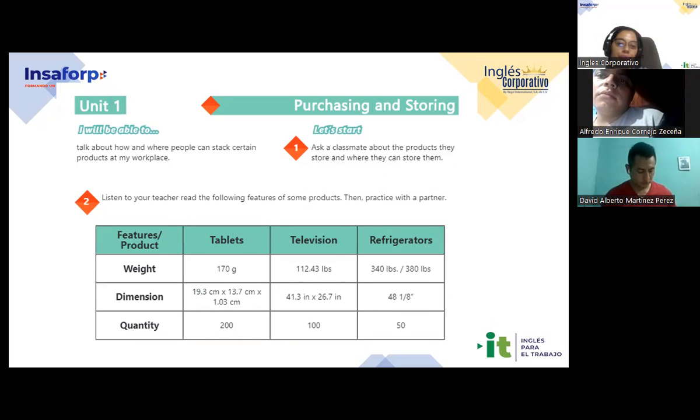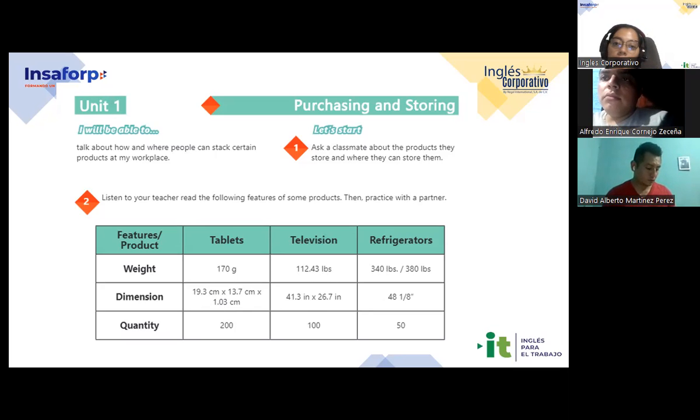Have you ever noticed the weight, the dimension, the quantity? ¿Alguna vez se ha fijado en la dimensión, en las características? ¿No? Piense. Sí, tal vez alguna vez, ¿verdad? Cuando compramos electrodomésticos, buy an electronic device, okay? For example, cell phones, TV. Okay, so if you notice, this one says, listen to your teacher and read the following features of some products and then practice with a partner.